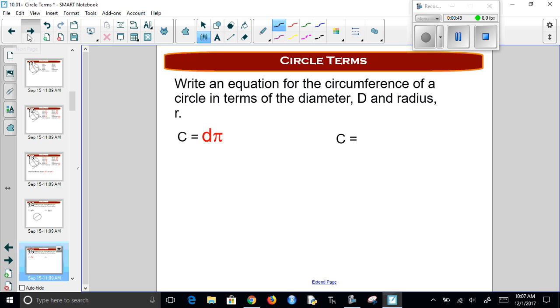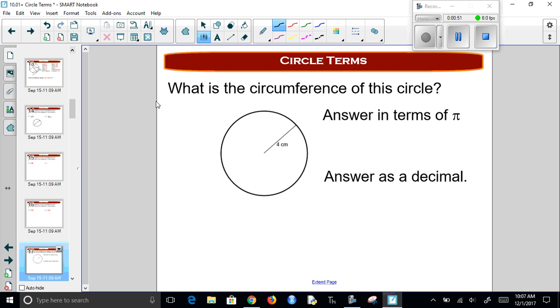So here they are. If I have a radius of 4, we know the diameter is 8, so our circumference is 8 pi centimeters. That's in terms of pi. Now, if we want, we could answer this as a decimal. I would need a calculator for that. Hold on a second.